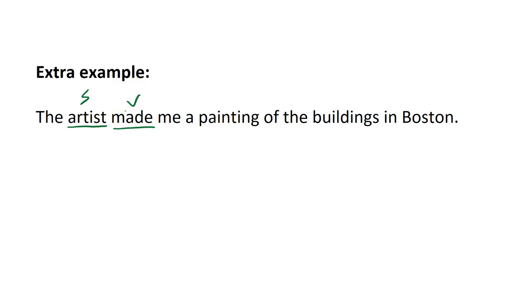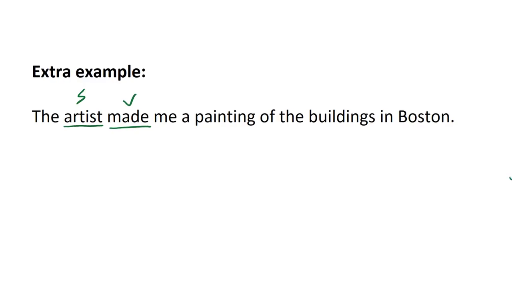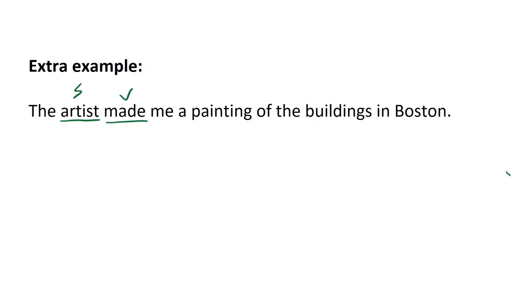Take a look at this extra example. The artist made me a painting of the buildings in Boston. So I identified the subject and the verb for you. See if you can find the direct object and the indirect object.